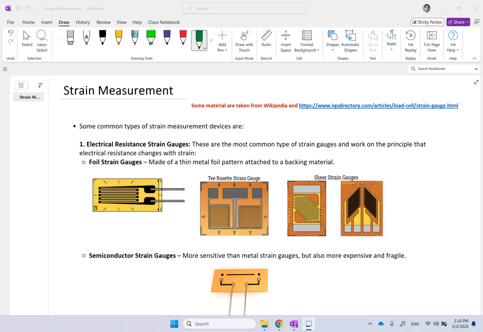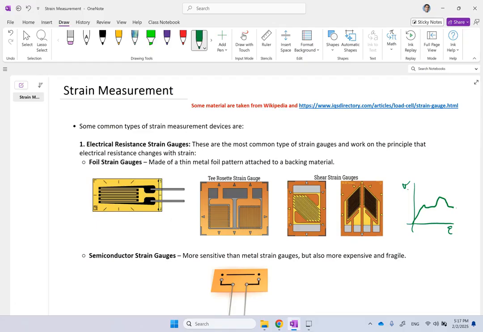Hello everyone. In this video, we are going to talk briefly about the strain measurement. So if you remember when I talked about the tensile test and I said you're going to plot this stress versus a strain, the question is how do you measure a stress and a strain, right? So we can have such plot.